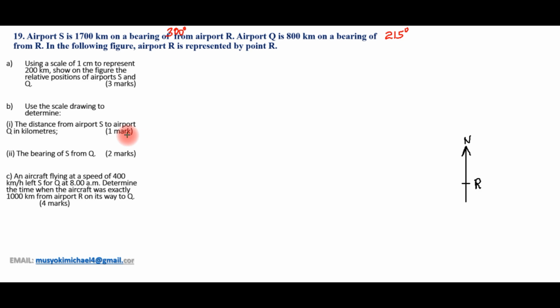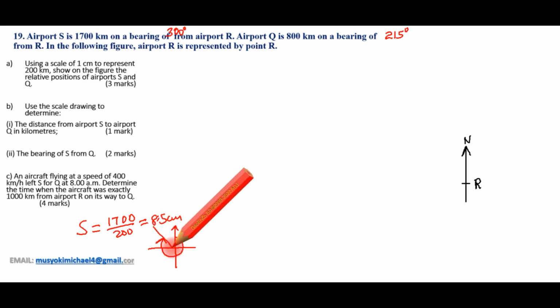So we are going to begin. From R, airport S is 1700 km. The scale is 1 cm to represent 200, so we divide by 200, and here we get 8.5 centimeters. So from point R, the bearing is 300 degrees. From the compass direction, we have 300, so whatever is remaining is 60. So from this point R, we are going to measure an angle of 60 degrees, and we will have measured the angle of 300 degrees. That is clockwise. That is the true bearing.